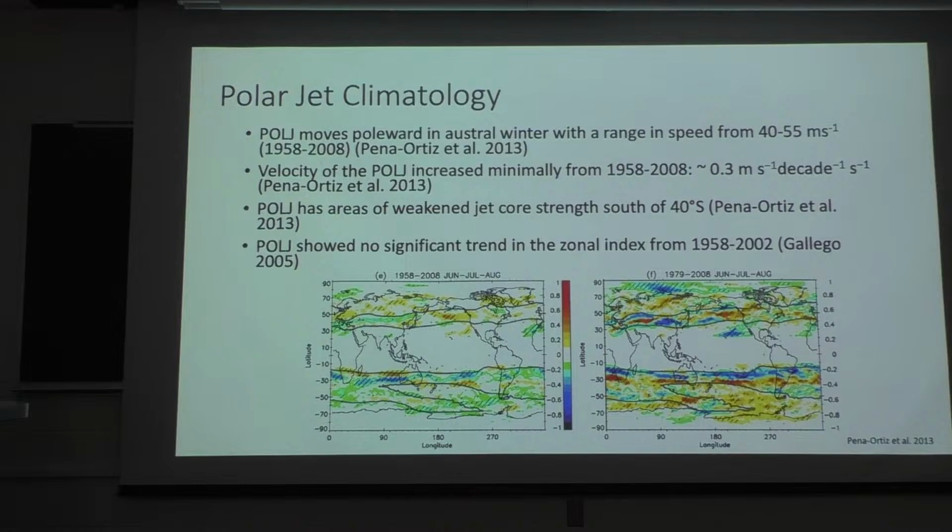The velocity has increased, although minimally, from 1958 to about 2008, and it was around 0.3 meters per second per decade that it shifted, or increased. And the jet has areas of weakened jet core strength south of 40 degrees south. It also showed no significant trend in the zonal index, therefore seemingly not changing in its waviness patterns from 1958 to 2002.